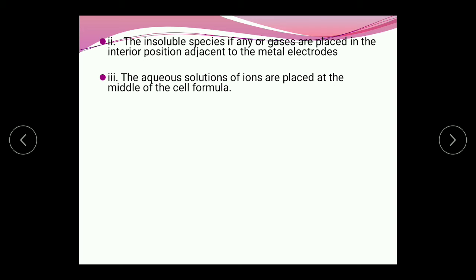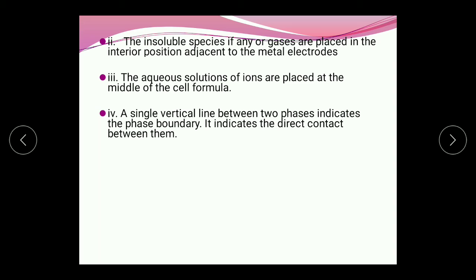Now the third condition. The aqueous solutions of ions are placed at the middle of the cell formula. The cell formula goes from left to right. To the left side there is the anode. At the middle position, the aqueous solutions of the ions, and then at the right hand side there is the cathode. Because we are going to dip that metal strip, the anode, in the solution of its own ions, that also should be mentioned. That is mentioned at the middle of the formula.